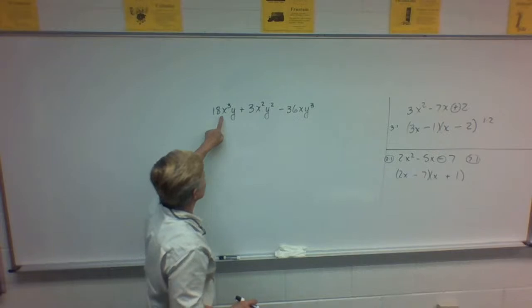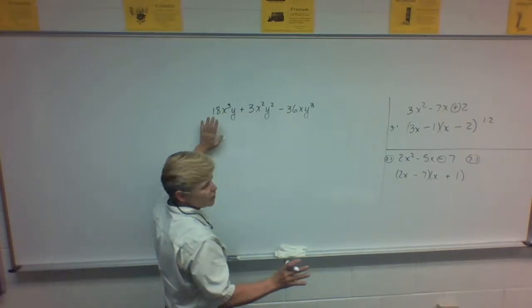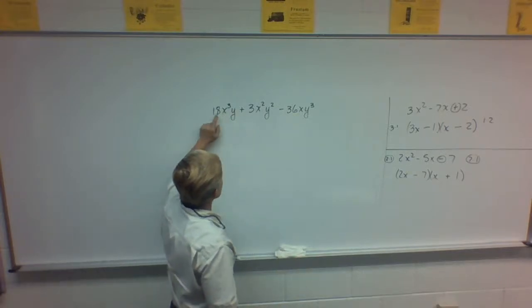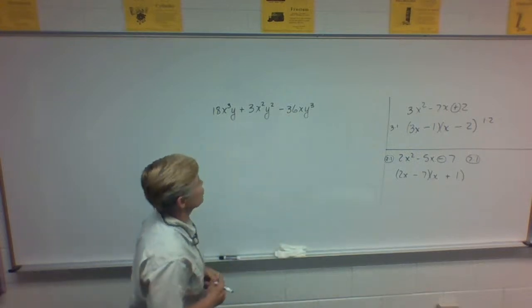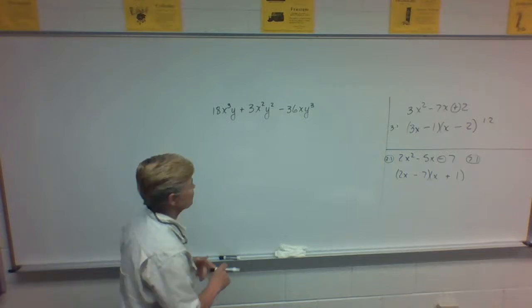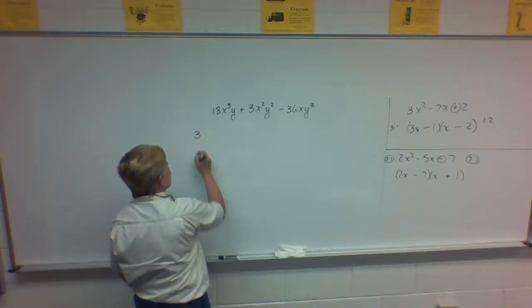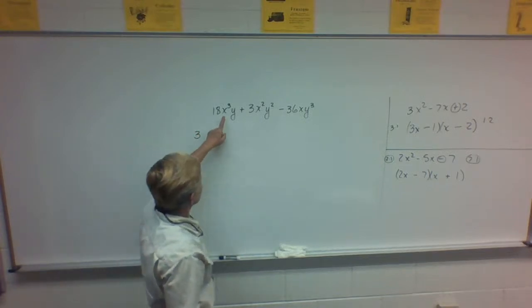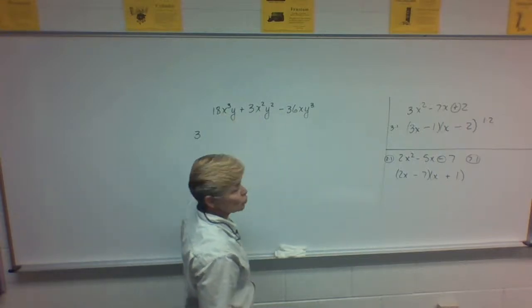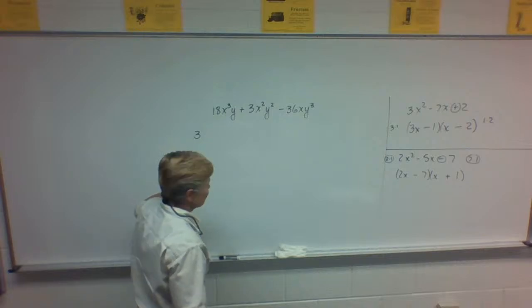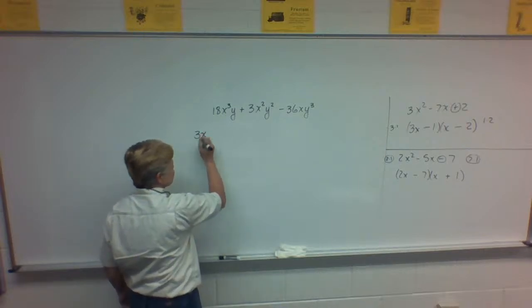Let me look at the numbers first. I'm going to ignore all the variables. I have an 18, a 3, and a 36, and I know that 3 will go into all of those. So I'm going to yank out a 3. Now I'm going to consider the x's. I have 3 of them here, 2 here, 1 here. So they all have at least 1, which means I can divide that out of each one.